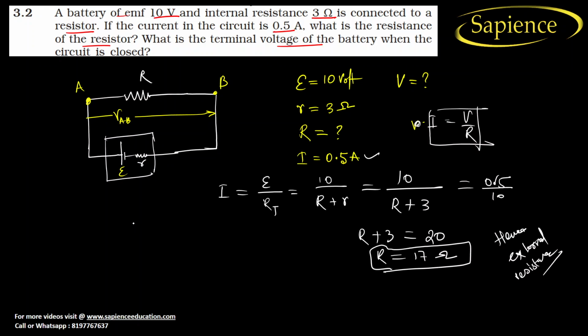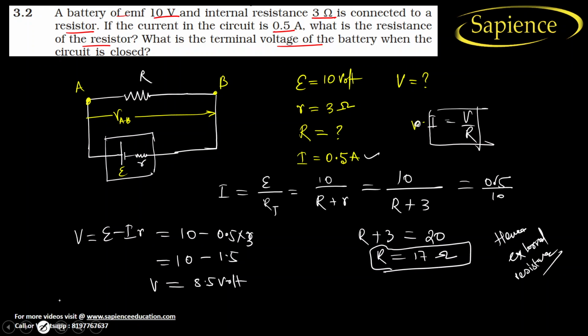Now what they are asking is the terminal voltage. So terminal voltage is equal to EMF minus current into internal resistance, that is the voltage drop. That is 10 volt minus current 0.5 into internal resistance 3. So this will be 10 minus 1.5. So we will get terminal voltage as 8.5 volt. So this is our terminal voltage. I hope you have understood this one. Now let's go for the next question.